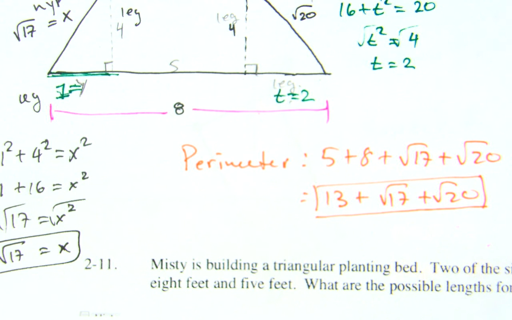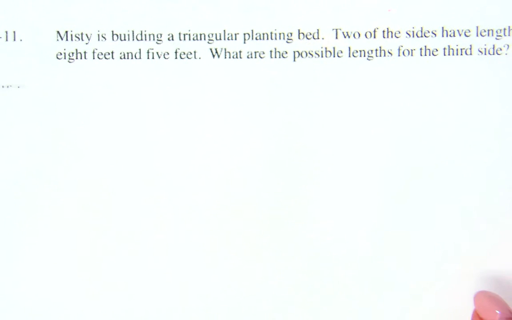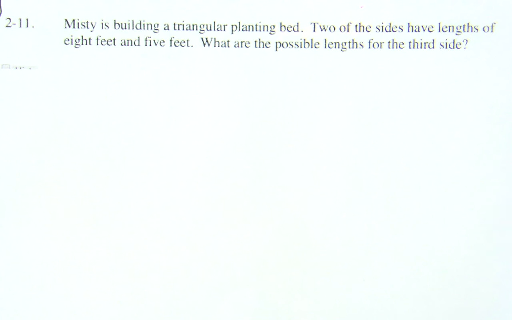And then I think that should be, oh no, we have another one, right? Yeah, I think we have another one. Let's see. Oh, 11, right? Okay. Missy's building a triangular planting bed. The two sides have lengths of 5 and 8. Okay, what are the possible lengths for the third side?